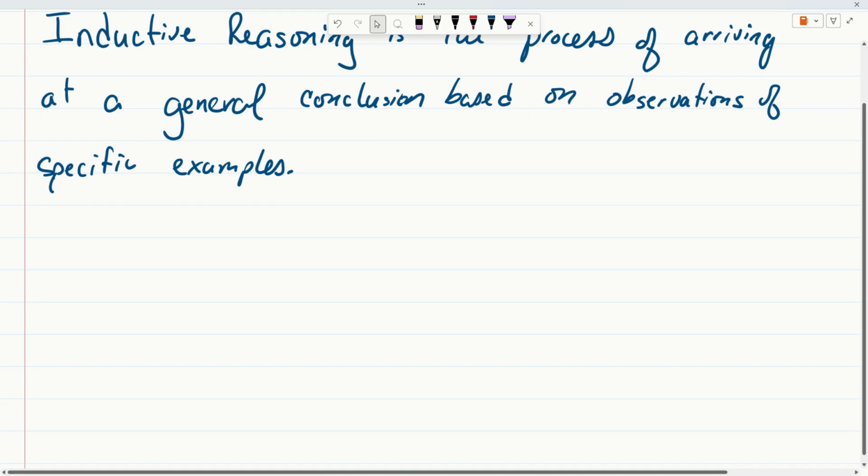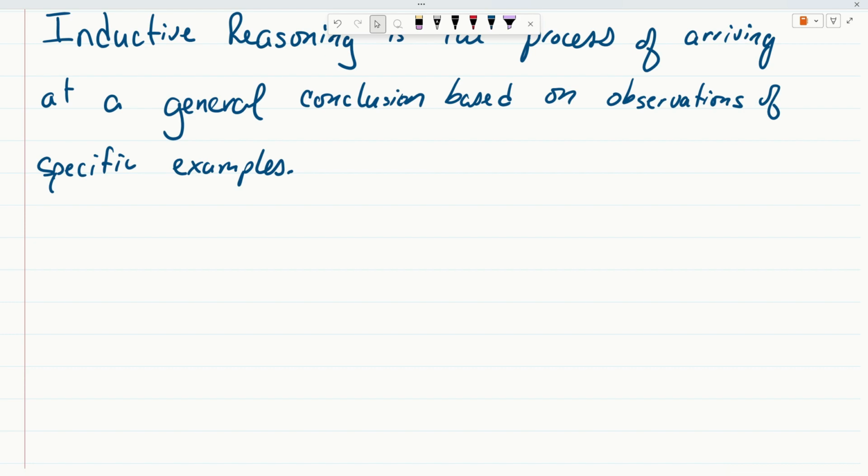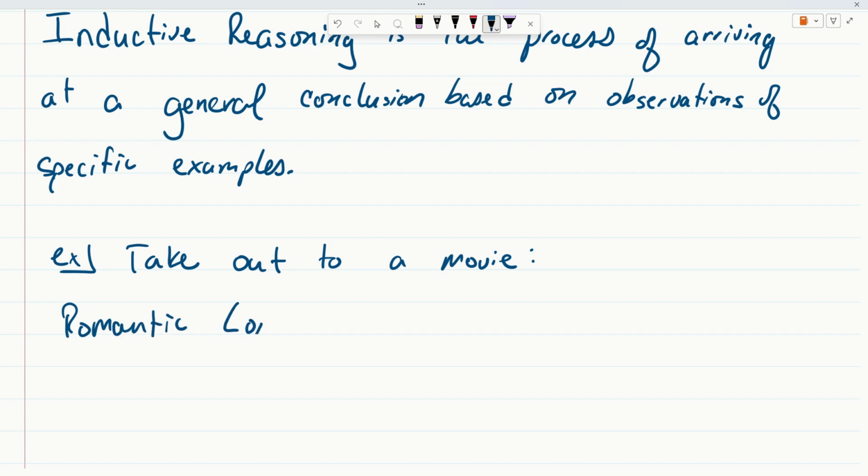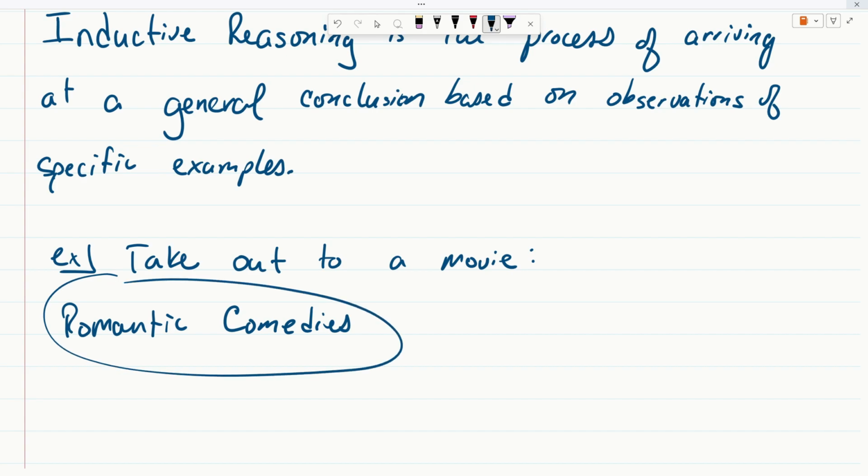All right, so a great example would be something like, let's say you want to buy somebody a gift, and that gift happens to be a movie. Like, let's say you want to take them out to a movie. If this person that you want to take out to the movie really likes romantic comedies, the way you figured this out is you would ask them, hey, what are your favorite movies? And then they would give you a couple examples of romantic comedies.